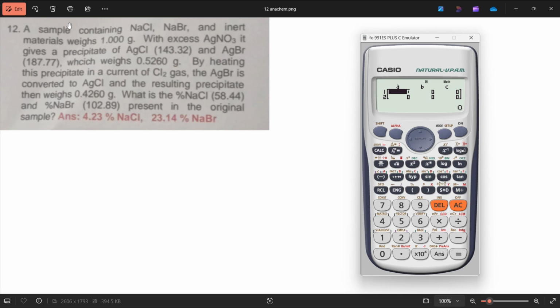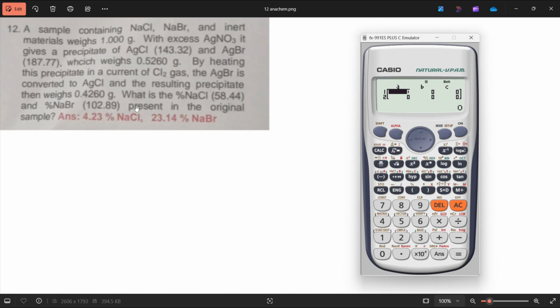So the sample is reacted with silver nitrate, and it gives a precipitate of silver chloride and silver bromide, which weighs 0.5260 grams. Now, by heating the precipitate in a current of chlorine gas, the silver bromide is converted into silver chloride, and the resulting precipitate then weighs 0.4260 grams. So we need to find the percent NaCl and the percent sodium bromide that was present in the original sample. So how do we do this one?